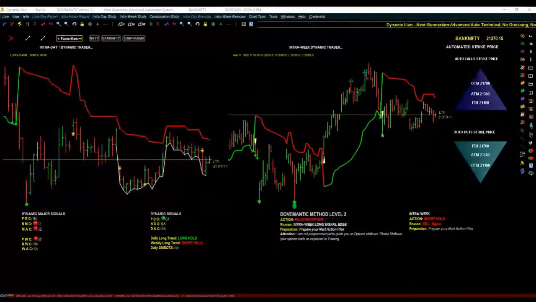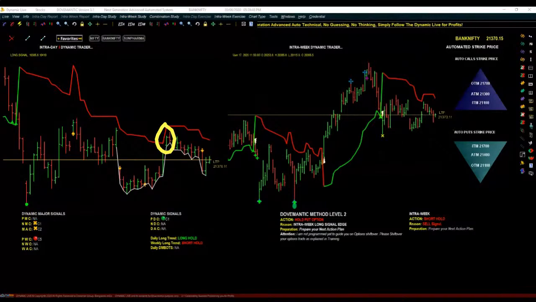So this is a case of Bank Nifty here. Yesterday we could have held on to a short position, but then we had bought a call option, that is, took it long. But then here there was a long signal edge point preparation. If anyone did not notice it, then you would have held on to your call option. And today morning at this long signal edge point, you could have exited long and got into a short trade.